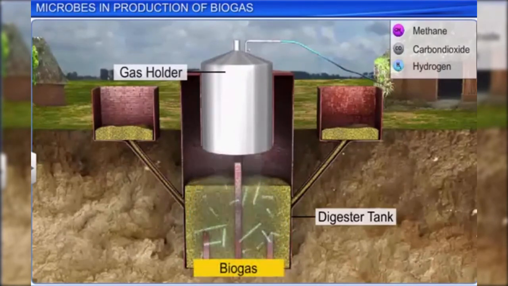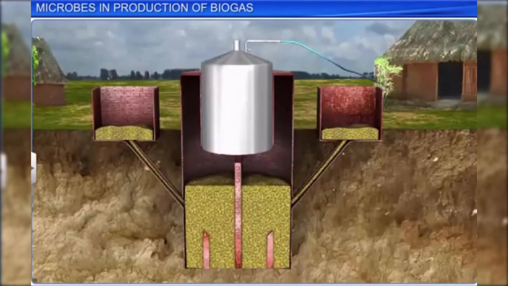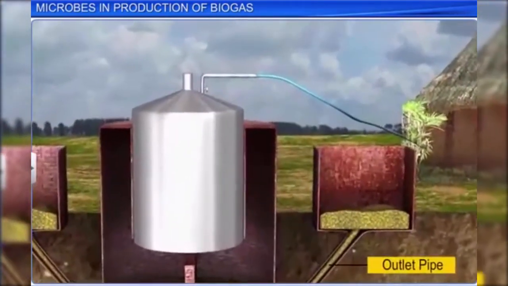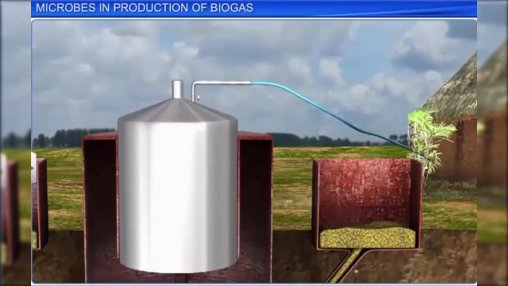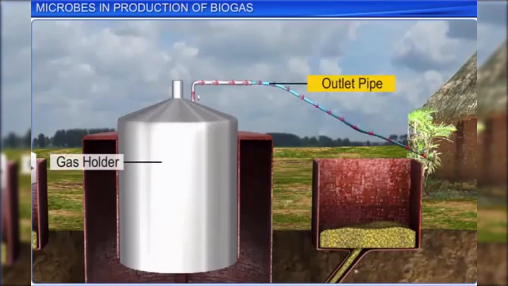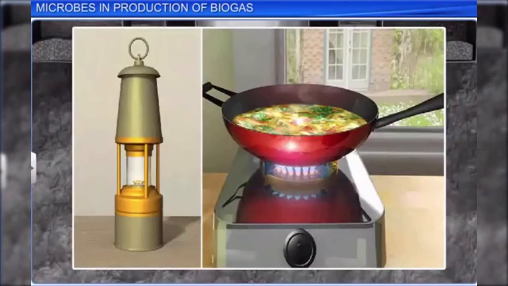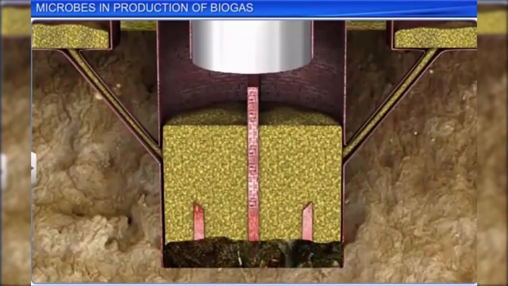Moreover, the lid also collects the gas generated, which is allowed to flow through the outlet pipe, while the overflow tank collects the excess gas released. The biogas generated reaches nearby houses via an outlet pipe, where it is used for cooking and lighting. The remaining exhausted slurry can be used as fertilizer.